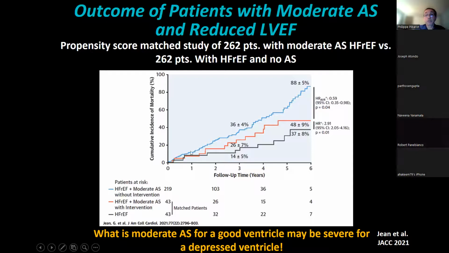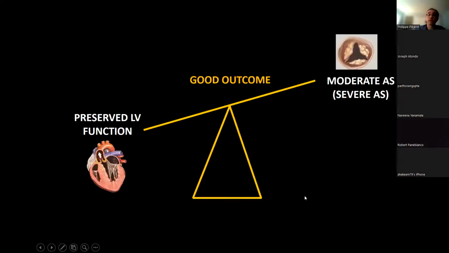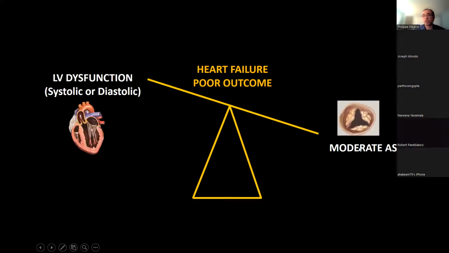But on the other hand, if you look at the patient with HFrEF, moderate AS without intervention, the blue curve, you see that the prognosis is much worse than the other groups. So again, I think it's all a question between the magnitude of the pressure overload imposed by the stenosis versus what the ventricle is able to handle. So again, the moderate AS will be well tolerated by a patient with a good LV function, but the same moderate AS may actually be poorly tolerated by a patient who is in systolic heart failure.